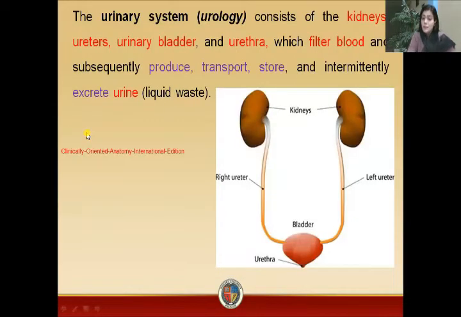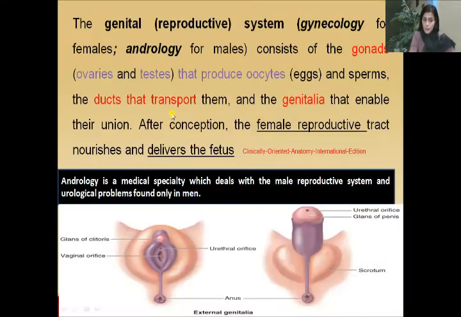So the next system is the urinary system. The study of the urinary system is urology. In the urinary system, you will study the kidneys, the ureters, both right and left ones. You will study the bladder and the urethra. You must definitely have knowledge about the urine, or the liquid waste, as well.